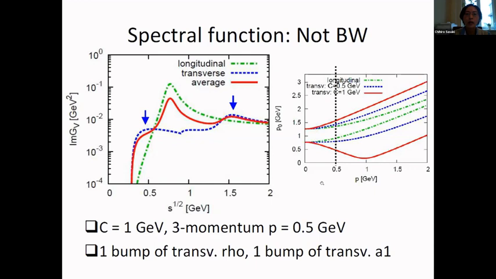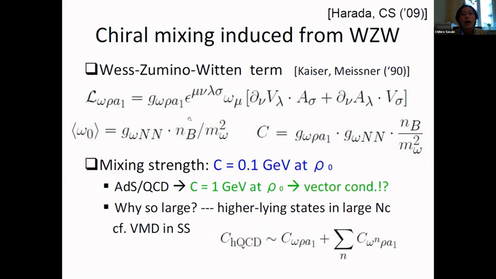Of course, the overall relevance of such a chiral mixing effect depends crucially on the choice of the parameter C. Why I have chosen such a huge number, I'm going to tell you. By the way, we don't need to rely on holography at all to determine the value of the mixing parameter C. Instead of holographic language, as a standard methodology, we start with the four-dimensional effective theory with the Wess-Zumino-Witten action. When you look carefully at the terms which involve omega, rho, and a1, it takes such a form.